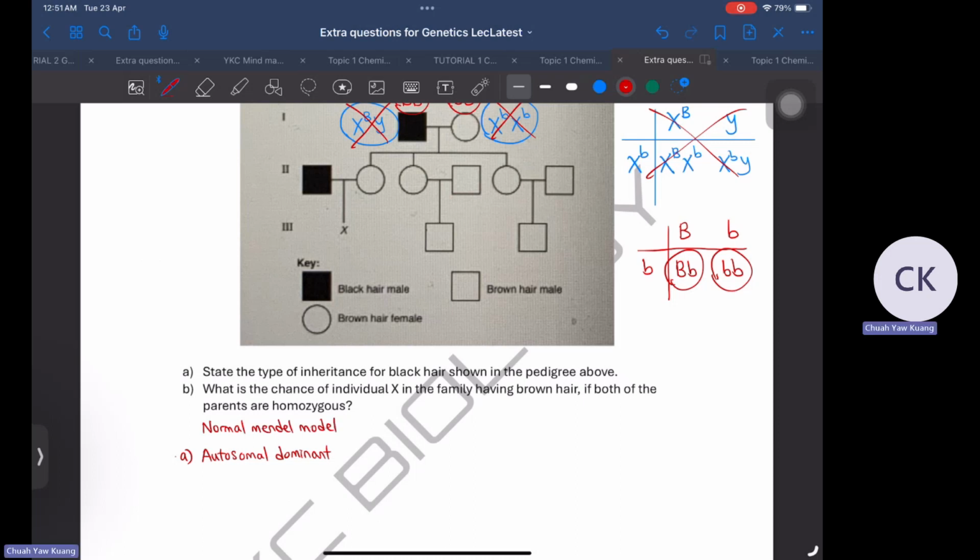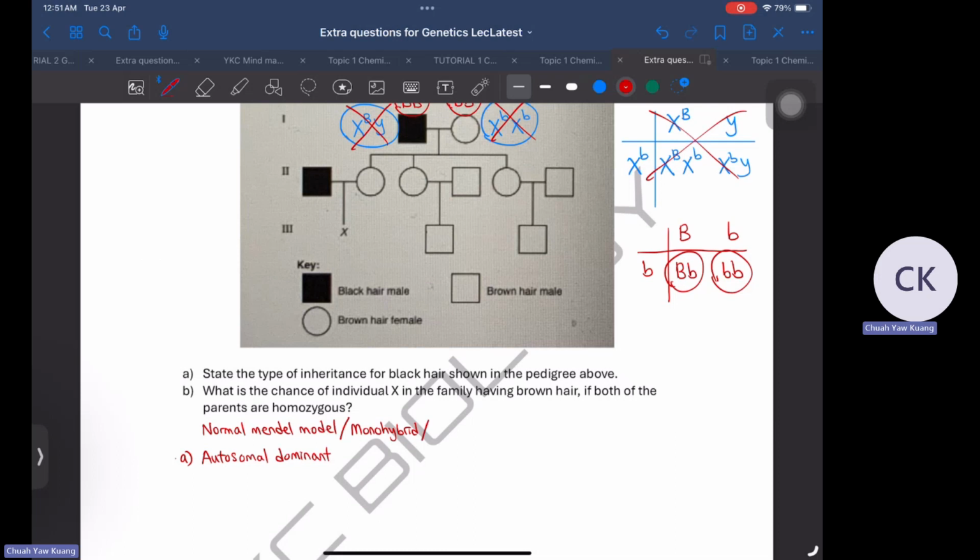Pedigree is always monohybrid, because it can only track one trait at one time. So that's why it must be monohybrid. That means that for all the calculations, we will use the type 1 method to solve it.